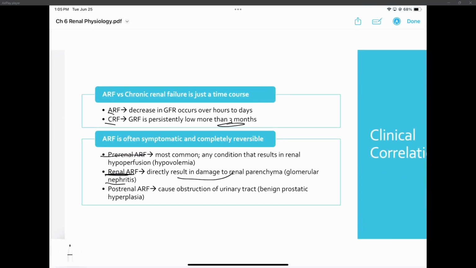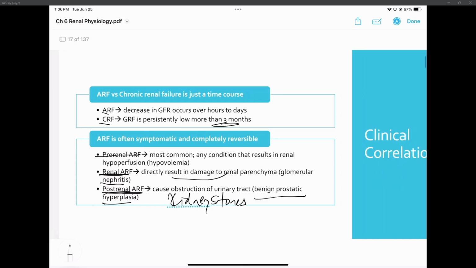Okay, nephritis of the glomerulus. Post-renal acute renal failure is anything after the kidneys. So benign prostatic hyperplasia, BPH, kidney stones, or an obstruction after the kidney. That's considered post-renal. So those are the different things as far as renal failure is concerned.